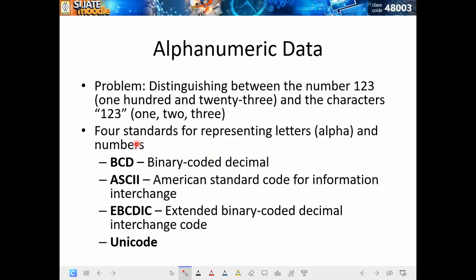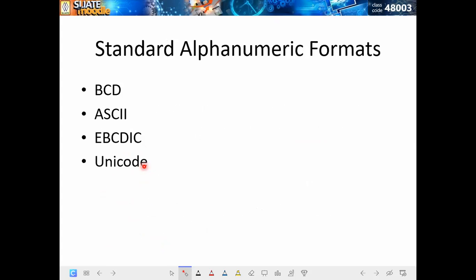Right. Then in here, there are 4 standards for representing letters, alpha and numbers. One is BCD, binary coded decimal. The other one is ASCII. Actually, this is the most famous and frequently used method. The other one is EBCDIC. The other one is Unicode. Right, then we will see what is this BCD, binary coded decimal.